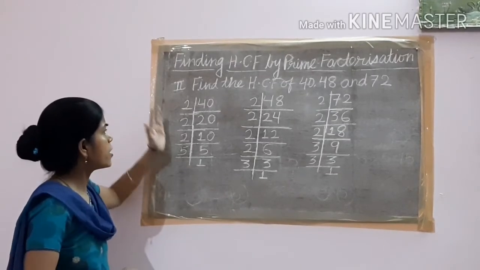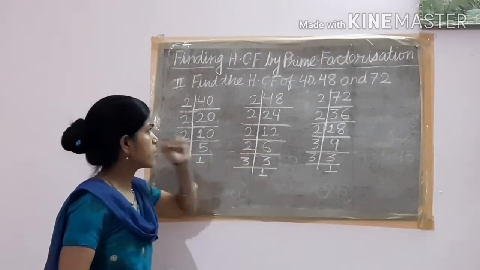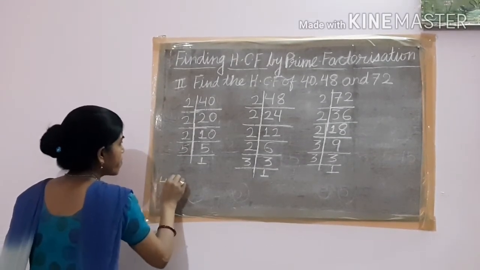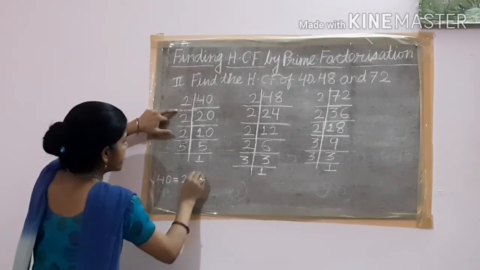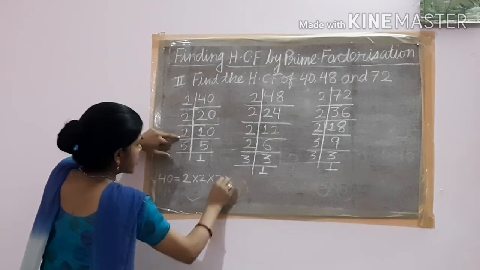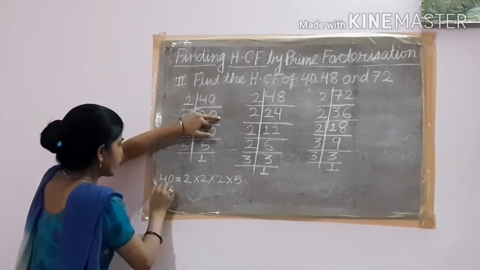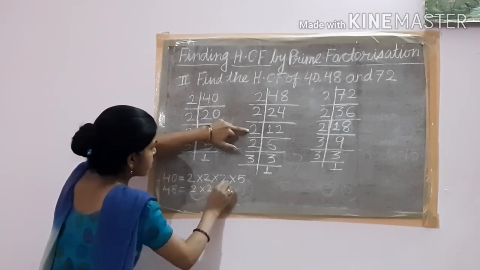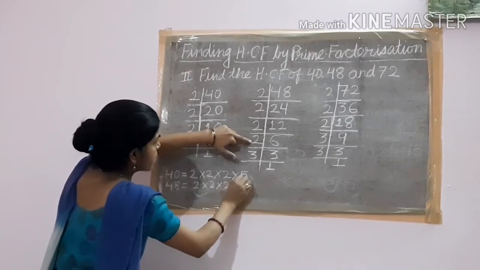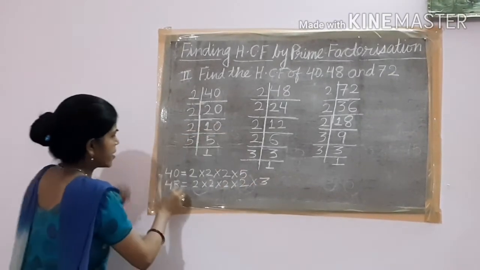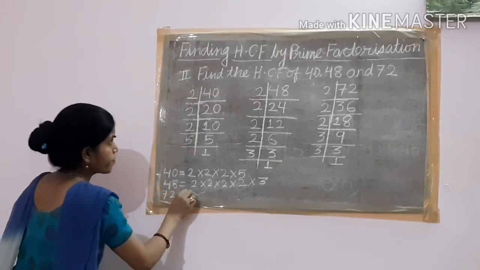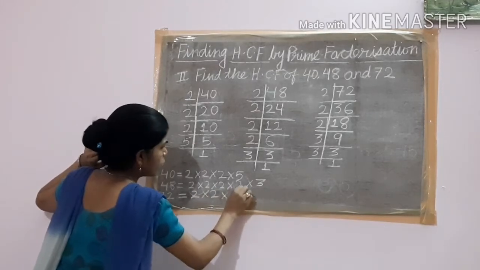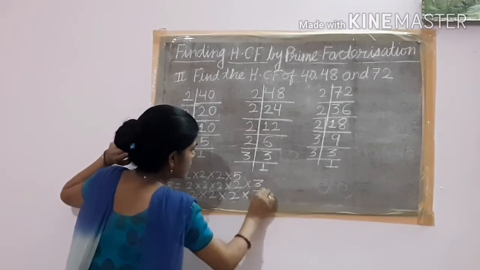Now you write down all the prime divisors of the numbers. First one is 40. So 2 multiplied by 2 multiplied by 2 multiplied by 5. Then 48. That is 2 multiplied by 2 multiplied by 2, then multiplied by 2 multiplied by 3. Next is 72. 2 three times, then 3 times 2, then 2 times 3.